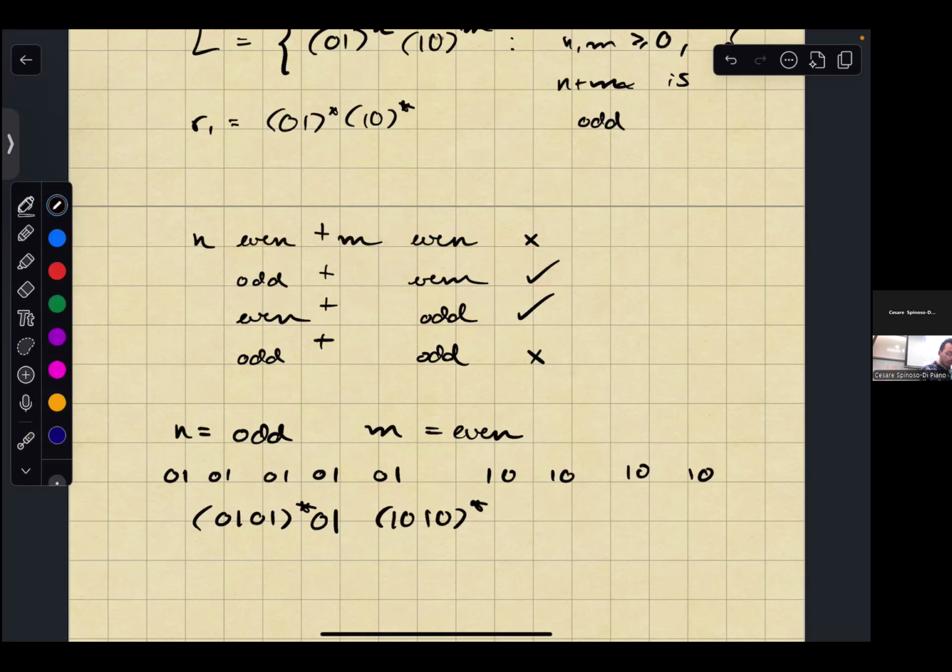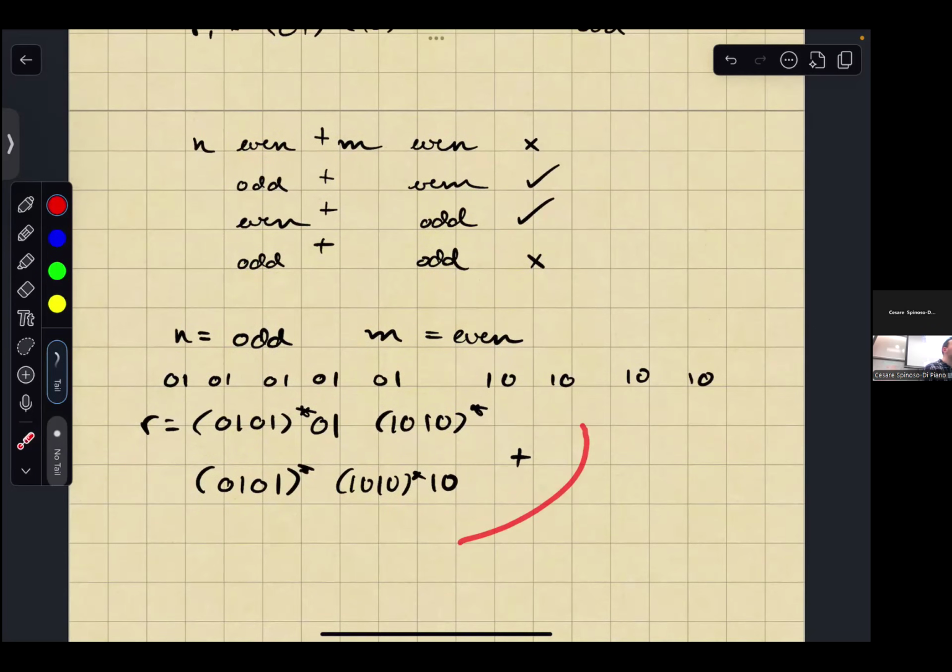Now I have another case, which is very similar, except that I have even for here and then odd for this. So it would be (0 1 0 1) whole star, and then (1 0 1 0) whole star, and then the 1 0 to make it odd, right? And this is a regular expression that describes the language, which makes the language regular. You could have also given an FA, which I did somewhere in these papers, but it gets a bit messy. Regular expression is quite clean.